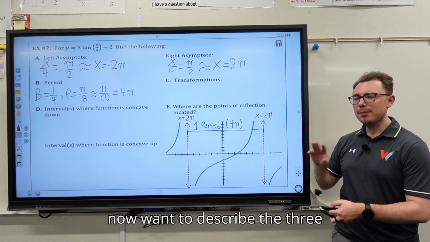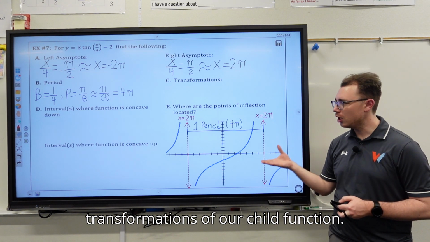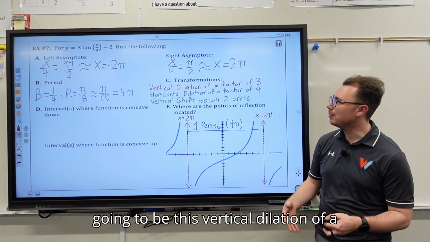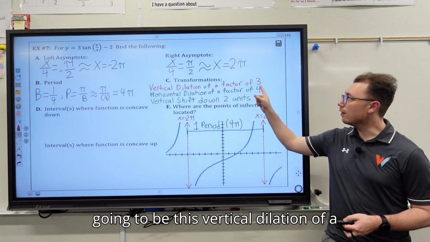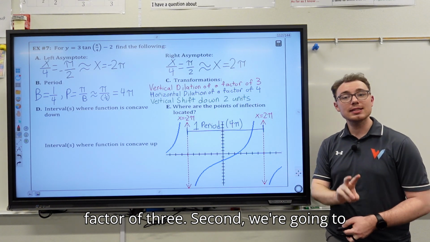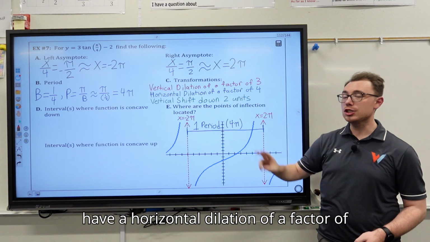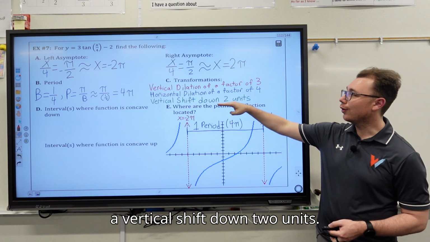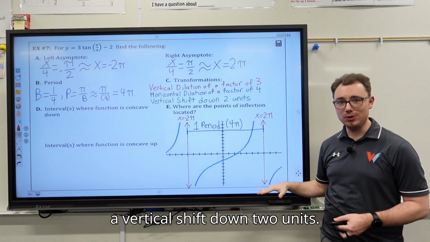We now want to describe the 3 transformations of our child function. The first transformation that occurs is going to be this vertical dilation of a factor of 3. Second, we're going to have a horizontal dilation of a factor of 4. And then third, we're going to have a vertical shift down 2 units.